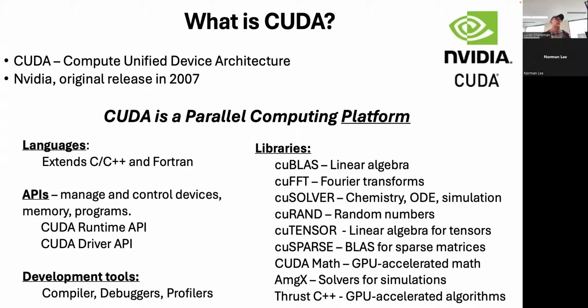So it is an extension to C and C++, but also Fortran. It is a set of APIs to help manage and control devices. It's a set of development tools like compilers, debuggers, and profilers. It's this full-fledged developer stack for coding and writing code for various applications and workflows. But it's also a collection of libraries. So there's this huge collection of libraries that is growing that people use for all sorts of things.